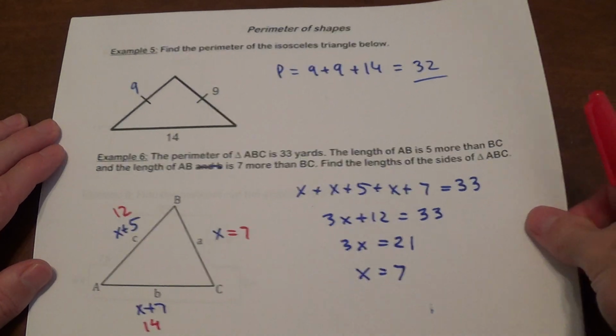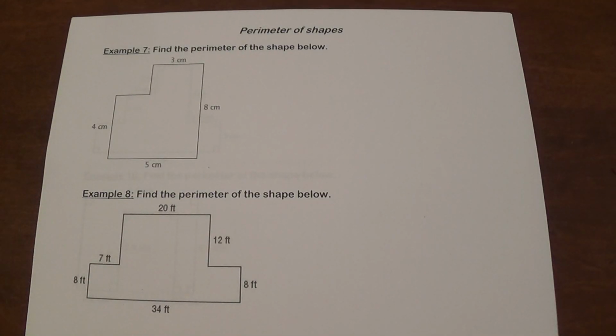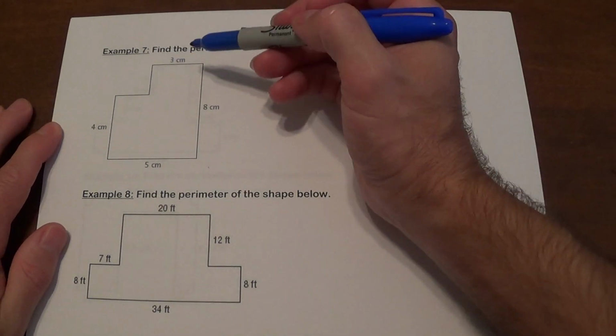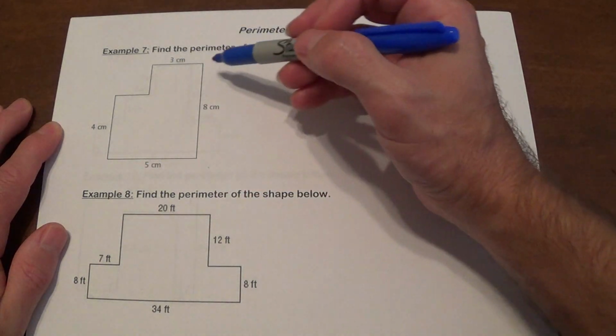Okay, now we're going to talk about some composite shapes. Composite shapes are shapes that are made up of other basic shapes, and when you need to find the perimeter, you basically need to find all the dimensions of every side. So in this case we have 6 sides, only 4 given to us, but let's take a look.